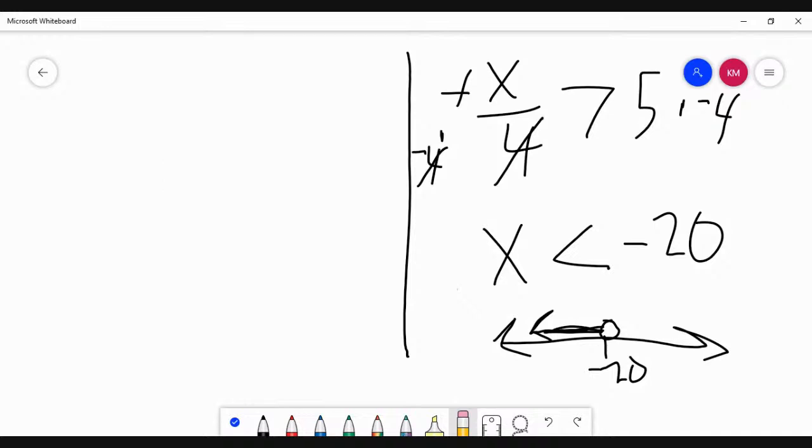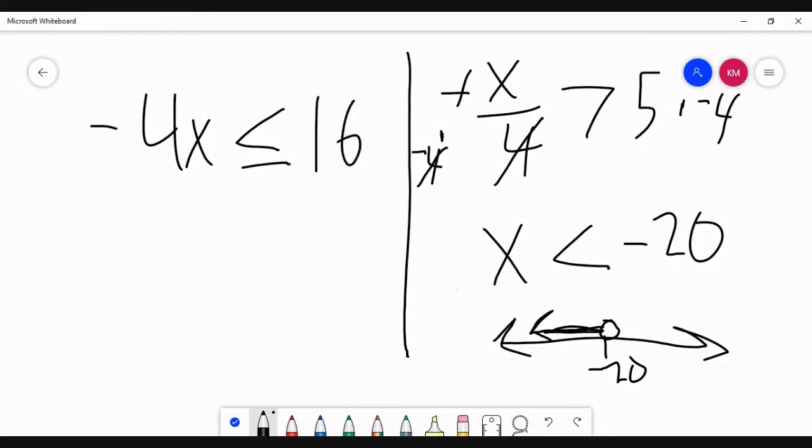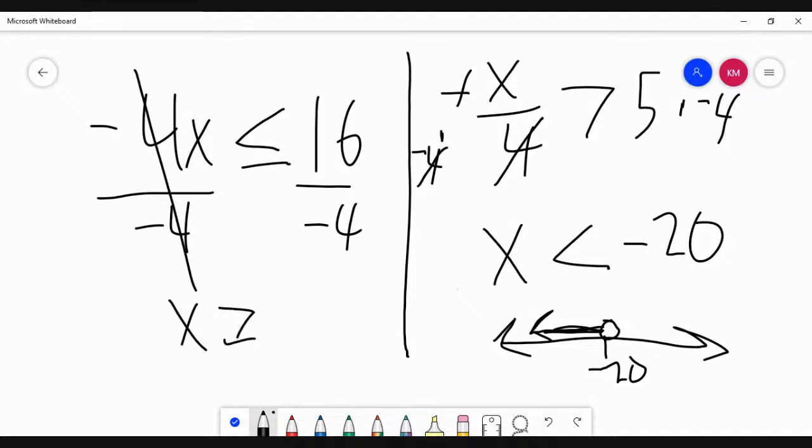Same process as if I have negative 4x is less than or equal to 16. Divide both sides by negative 4. Those cancel, and my x is greater than or equal to a negative 4, because 16 divided by 4 is 4, and a positive divided by a negative is negative.